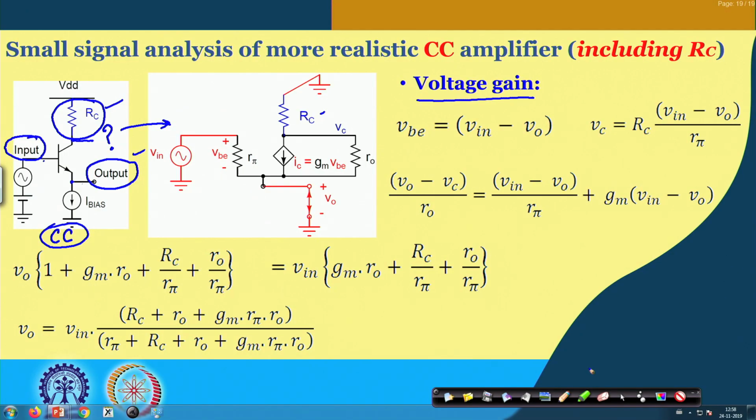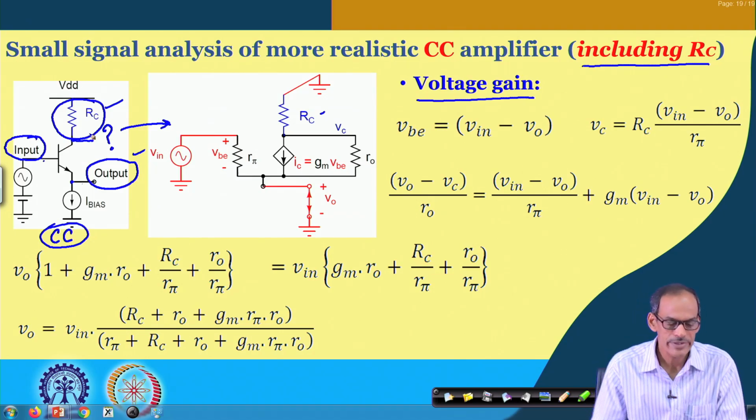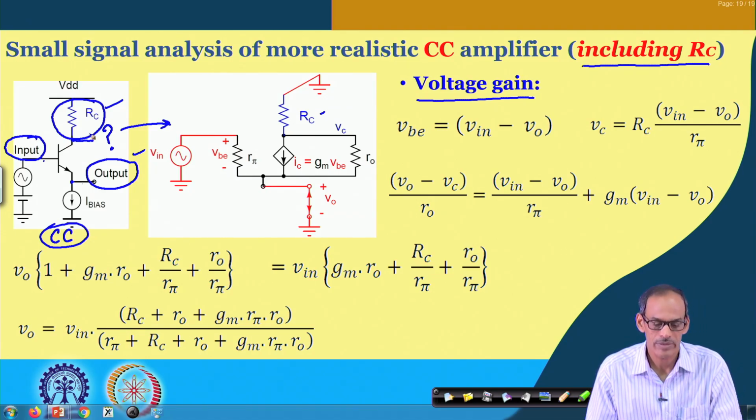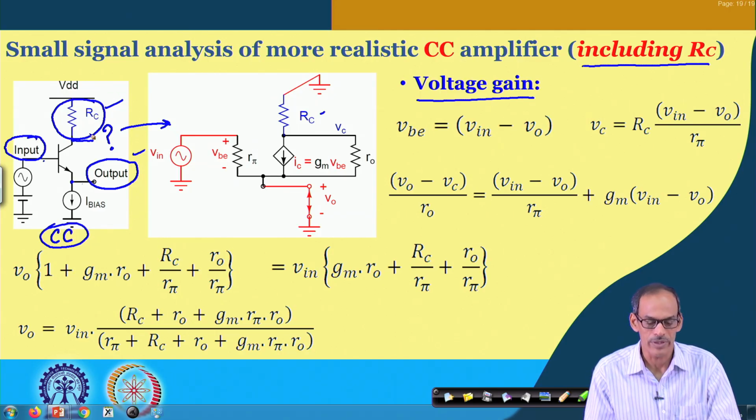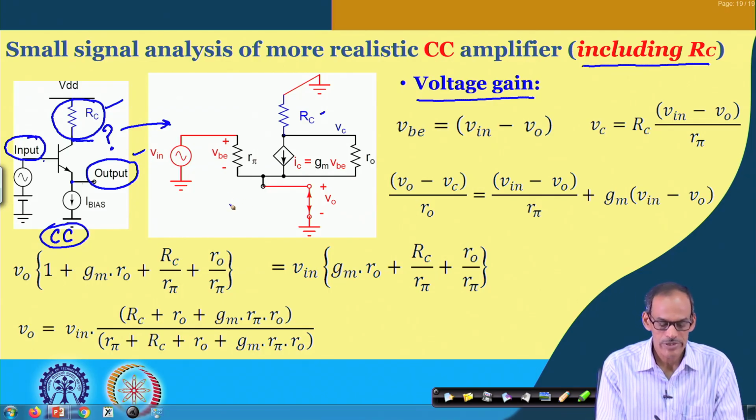Yeah, welcome back after the short break, and we are discussing the common collector amplifier, considering the resistance R C connected at the collector terminal, in between the collector and the supply voltage V D D. So, let us see this circuit, which is the small signal equivalent circuit given here.